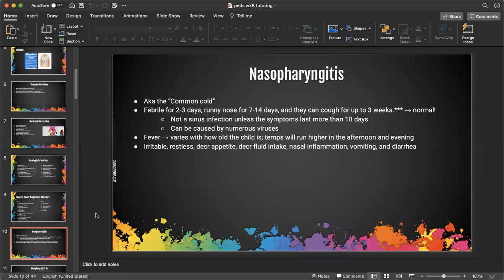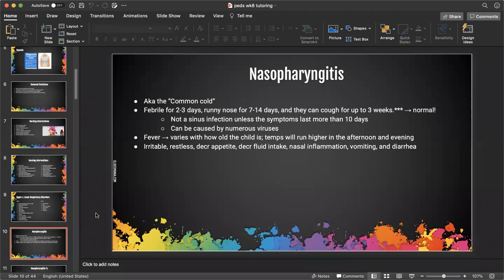So nasopharyngitis, it's also known as a common cold. They'll be febrile for 2 to 3 days. Then they'll have a runny nose for about 7 to 14 days, and then they can cough up to 3 weeks, which is normal. So it's not a sinus infection unless the symptoms last for more than 10 days. And that's important for you guys to remember. So the common cold isn't considered a sinus infection, again, unless the symptoms last more than 10 days.